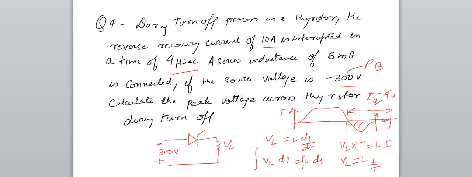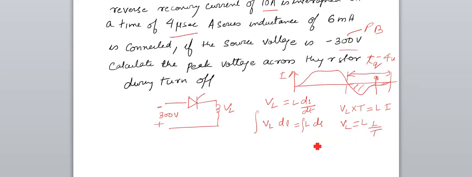Now let us discuss how much voltage VL is. L is 6 millihenry, 6 into 10 raised to the power minus 3, into I, which is 10, upon the total time interval T, that is 4 microsecond, 4 into 10 raised to the power minus 6. Okay, so if you calculate this, you will get VL equal to 15 kilovolt.